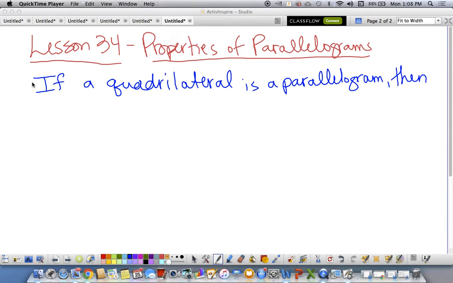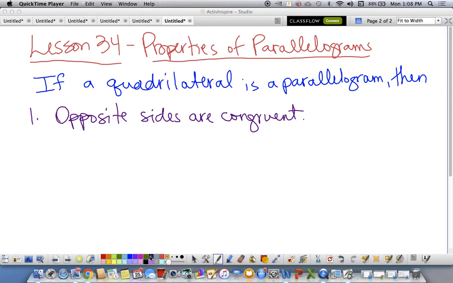Okay. So lesson 34. If a quadrilateral is a parallelogram, then there are some wonderful properties that we need to know. The first one says, then its opposite sides are congruent. Its opposite sides are congruent. I guess all of a sudden today I'm going out of order.